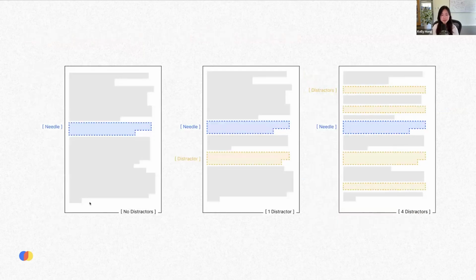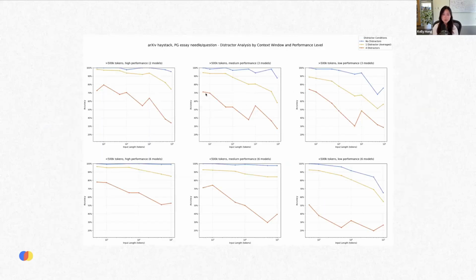And so we test this across 3 different conditions. The first is where you just have the needle and no distractors. Second is where you have the needle and 1 distractor. And then the third is where you have the needle and 4 distractors. We represent each of these conditions as one color on this graph. The blue line represents the condition where we have no distractors, so it's just a needle. The yellow line represents the condition where we have 1 distractor, and the red line is where we have all 4 distractors.